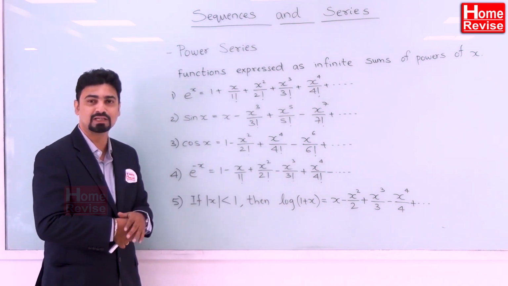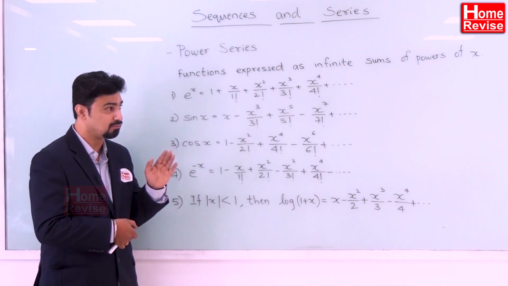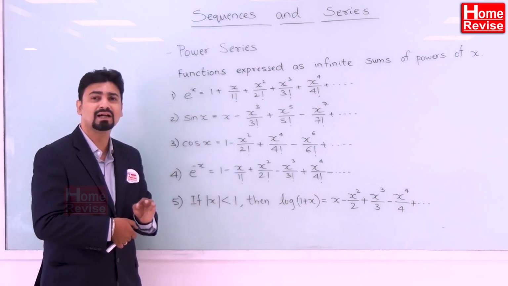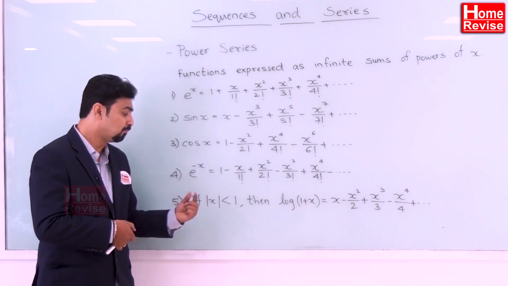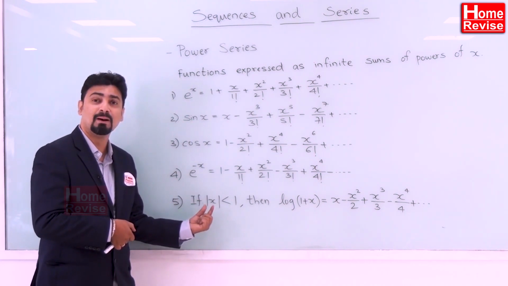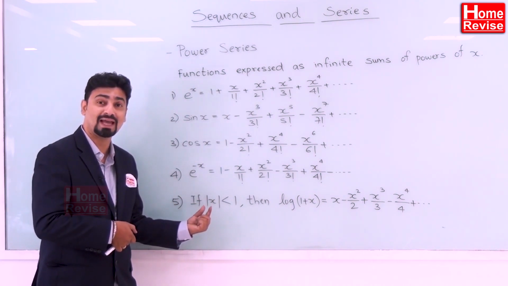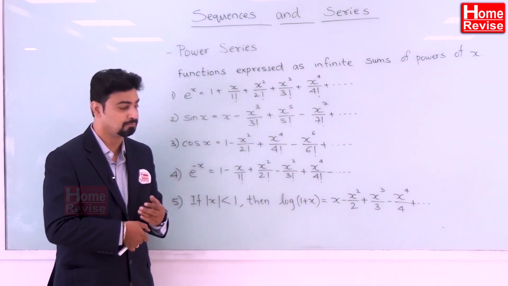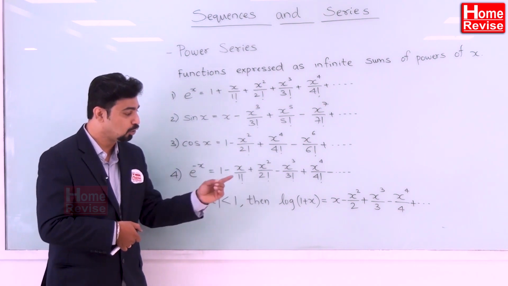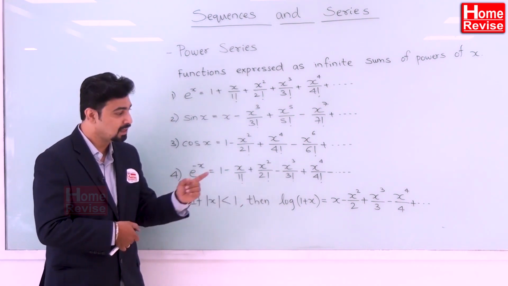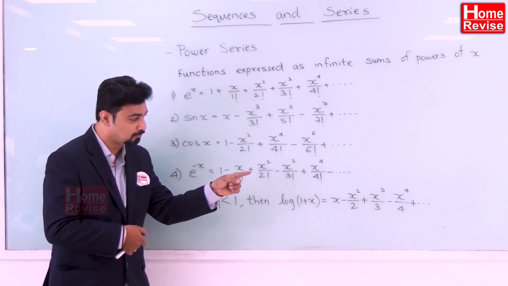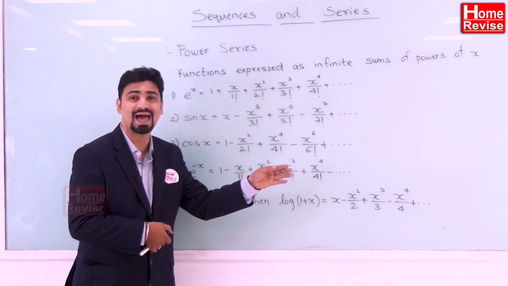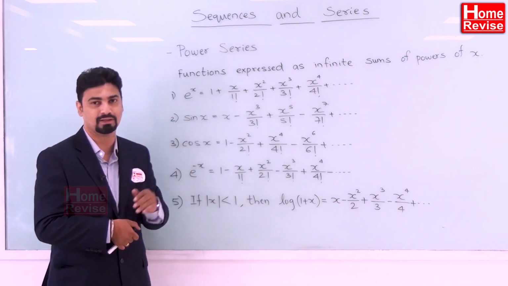And the last function that we are going to express as an infinite sum of powers of x will be log of 1 plus x. The condition that we have kept here is that mod of x, that is the modulus value or the magnitude of x, is less than 1, correct? So it will lie between 0 and 1. Then we can write log of 1 plus x as x minus x square by 2 plus x cubed by 3 minus x raised to 4 by 4 plus and so on till infinity.